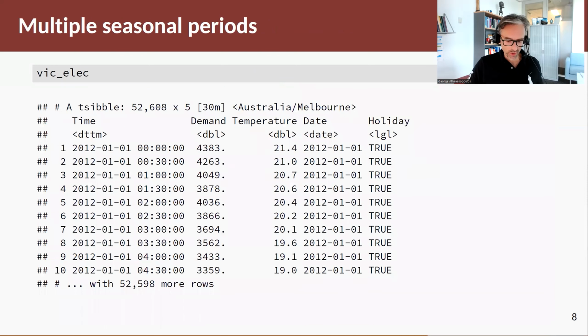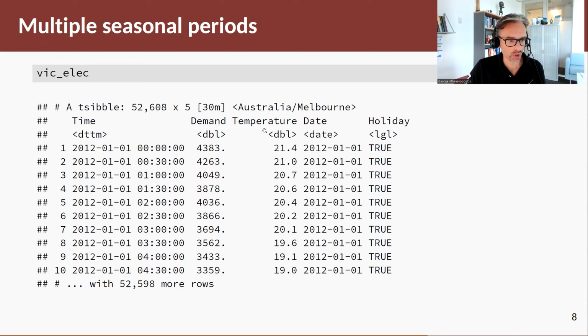Okay, let's have a look at another example. And as we are moving now to half-hourly data, this gets even more interesting. Okay, so let's talk about the data first. This is Victorian electricity demand. It's demand observed every 30 minutes, so it's half-hourly data. The data's got a timestamp on it. It's observed in Australia, Melbourne. It's Victorian data, but the timestamp on it is in Melbourne in Australia.